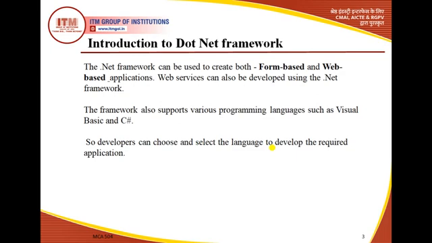The framework also supports various programming languages such as VB and C#. So C# .NET and VB .NET are the various programming languages which this .NET framework supports. So developers can choose and select the language to develop the required application. So it's up to the developers who are actually developing the software applications. They can choose whatever language they want to develop any particular required software application, since various programming languages are supported by the .NET framework.